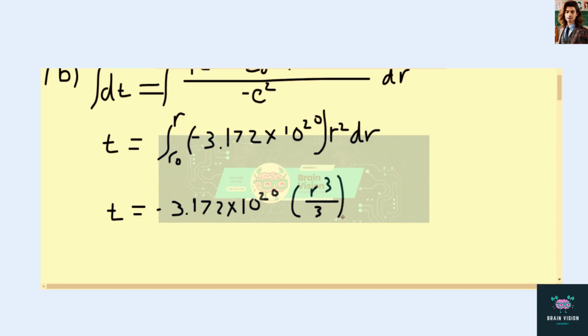And then this integral is going from r naught to r. So we plug in our values of r naught and r here. So we take r to the third over 3 when it's equal to 0 minus r to the third over 3 when r is equal to 2 times 10 to the minus 10. And this gets rid of that negative sign that we have there. And this gives us a value of 8.46 times 10 to the minus 10 seconds. We can box that in as our solution for part B.